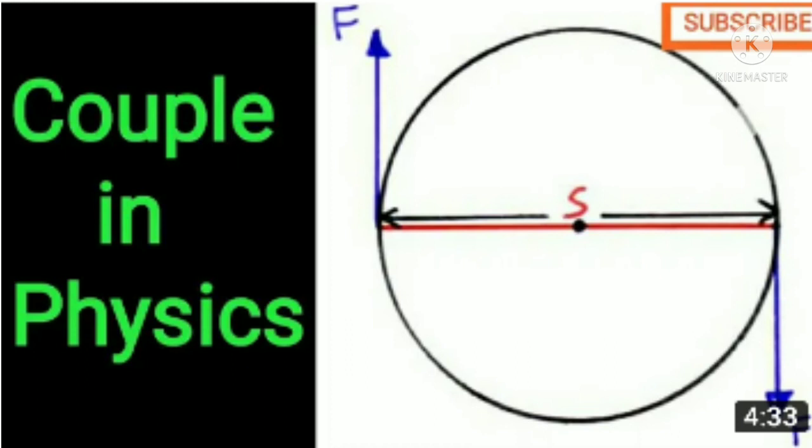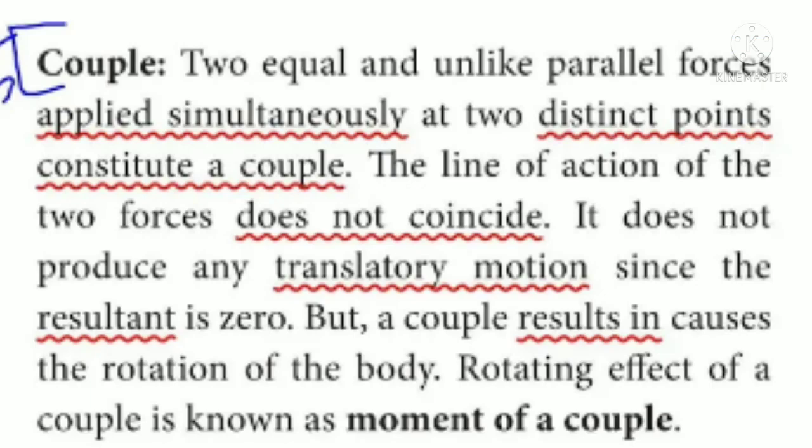Okay. Next you learnt about couple in physics. Two equal and opposite forces whose lines of action do not coincide constitute a couple. Two equal and unlike parallel forces applied simultaneously to distinct points constitute a couple. Here the lines of action of the two forces do not coincide. It does not produce any translatory motion.